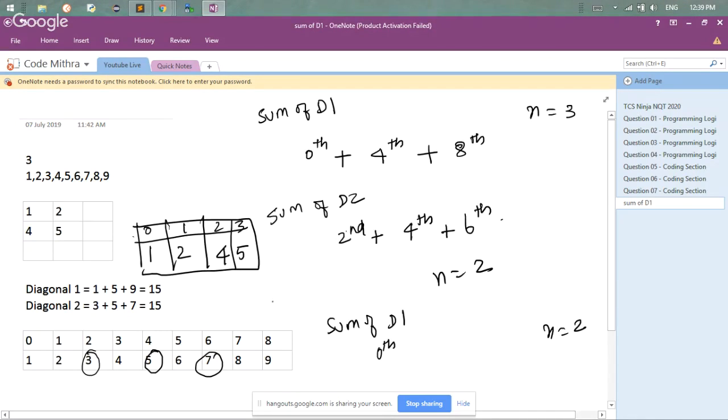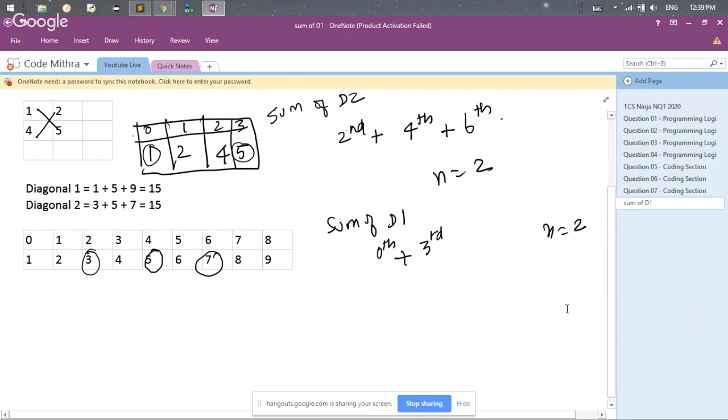I'll first be adding the 0th element, that is 1, and then the third element, that is 5. So 1 plus 5 is my first diagonal. The second diagonal is 2 plus 4. That means for the sum of diagonal 2, I'll be adding the first element and then the second element. Yes, we can do it with a two-dimensional matrix, that's okay. But this is more like the easiest of everything now, right?